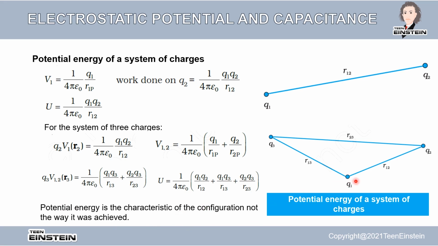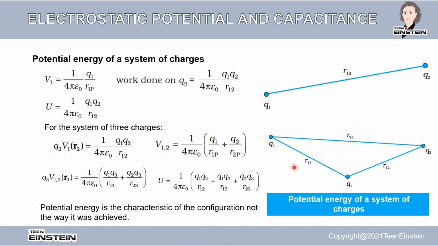You can bring q1 first and then q2 second and q3 third. In that case, the potential energy is this much. But if you bring q1 first and q3 second and q2 third, in that case also this will be the same potential energy, because this is the potential energy of the system of this configuration, the final state of this configuration. It doesn't matter how you arrange these charges and how you achieve this configuration.